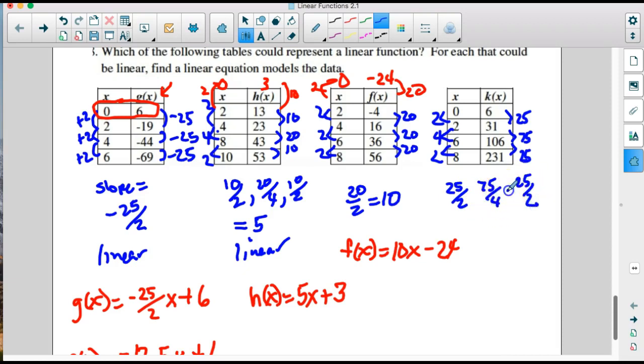The question is are these two equal? That's the question. So if you divide 75 by 4, you get 18.75, and if you divide 25 by 2, you get 12.5. So these are not equal, so this is not linear. So we don't write an equation because it's not the same ratio each time. Alright, and that finishes this video for linear functions.